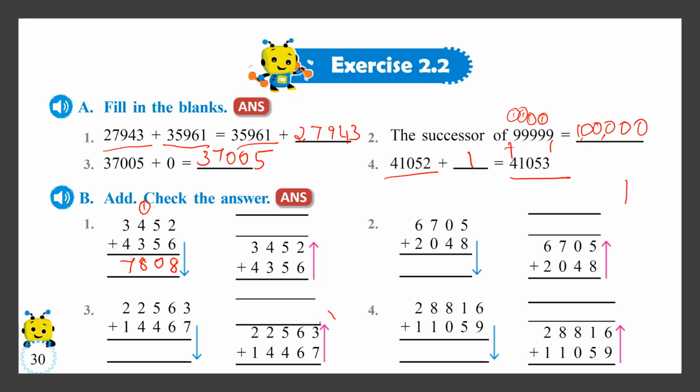I'll add in the other way now. 6 plus 2 is 8. 5 plus 5 is 10. Carry over is 1. This is 8. 3 plus 1 is 4. 4 plus 4 is 8. 4 plus 3 is 7. So look at the answer. You get 7,808 in both ways. So that means your answer is correct. You have checked the answer also.